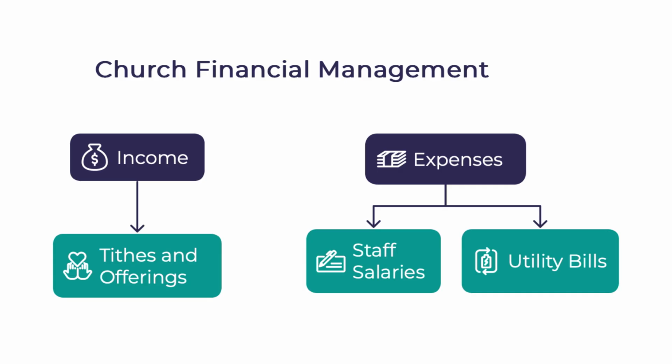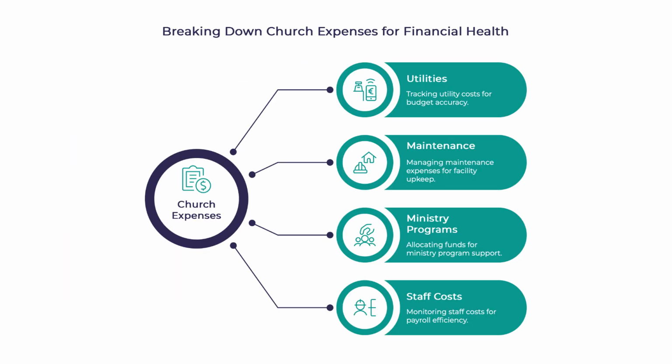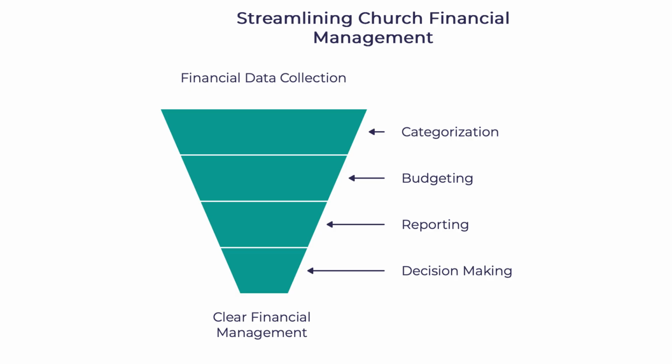So when you're setting up these categories, how detailed do you need to get? It really depends on your church's needs, but generally, you want enough detail to track everything clearly without making it overly complicated. Each of these main categories will have subcategories. For example, under expenses, you might have separate categories for utilities, maintenance, ministry programs, and staff costs. And I imagine this helps when it comes time to review the church's financial health? Exactly. When everything is properly categorized, you can easily see where money is coming from and where it's going. It makes budgeting, reporting, and decision making so much clearer.